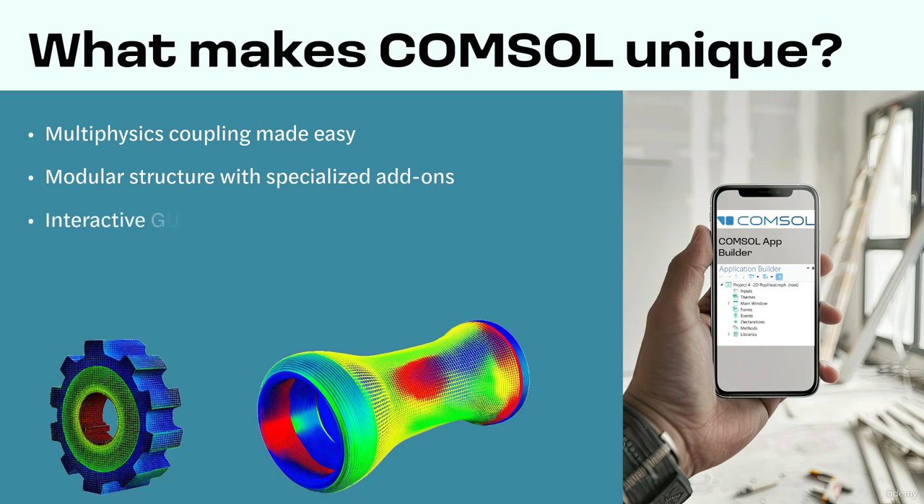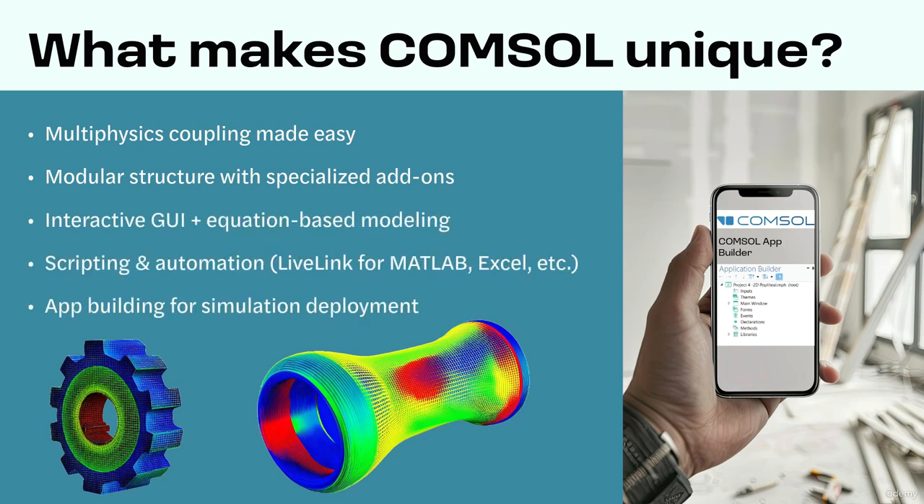The next question is: why choose COMSOL for modeling? COMSOL comes with some unique features. For example, it provides a very easy interface for multi-physics coupling. It also offers a very modular structure with specialized add-ons, a very interactive graphical user interface, and you can do equation-based modeling in COMSOL Multiphysics. Moreover, you can do scripting and automation using the LiveLink option in COMSOL. You can connect different software, for example, MATLAB, Excel, SolidWorks, Solid Edge, and many more, and easily automate your simulation. In upcoming slides, I will show you what LiveLinks are available in COMSOL that you can use to automate your simulation.